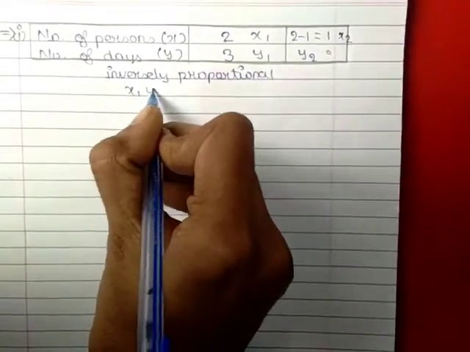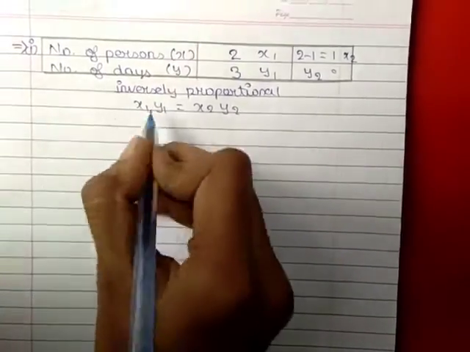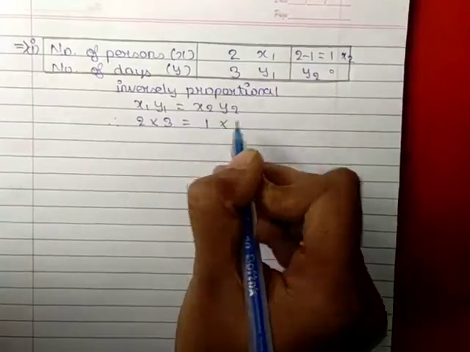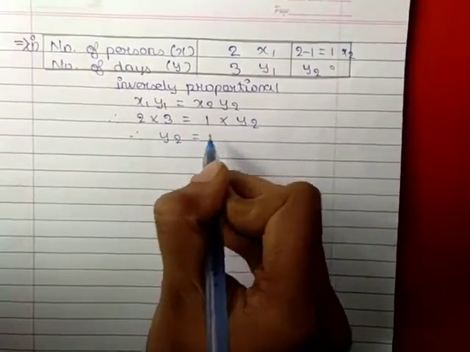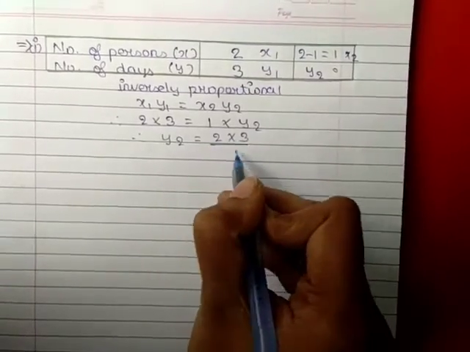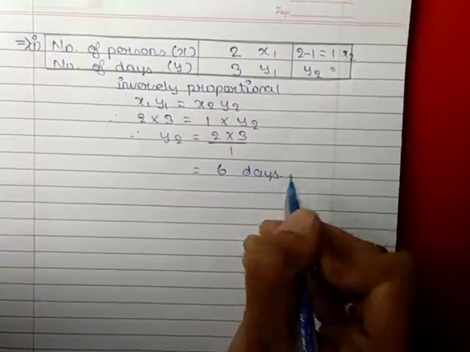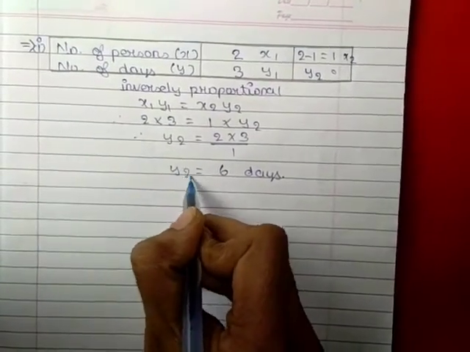So x1 y1 will be equal to x2 y2. Here x1 is 2 multiplied by y1, which is 3, equals x2, which is 1, multiplied by y2, which we have to find out. Therefore y2 will be equal to 2 multiplied by 3 divided by 1, that is equal to 6 days. So one person can fit the new windows in 6 days.